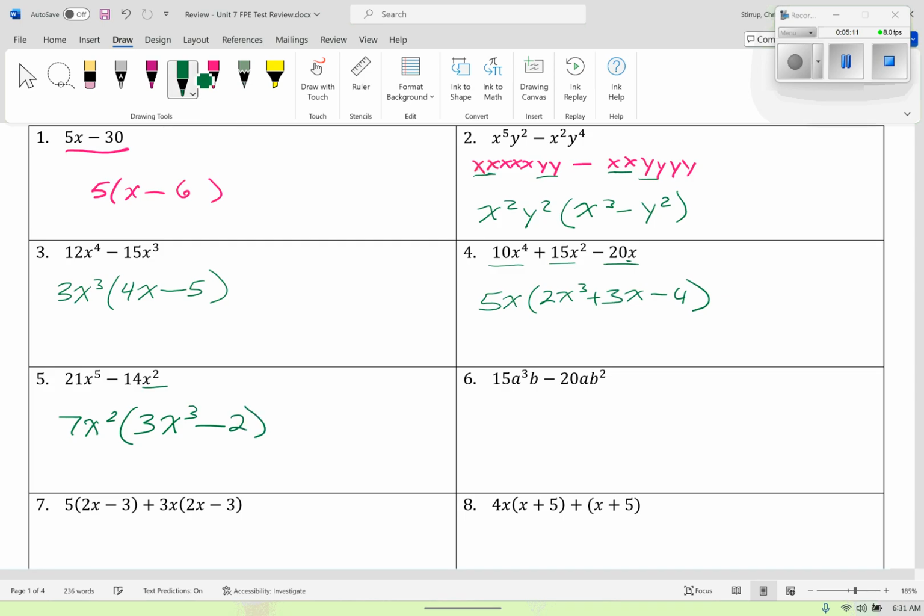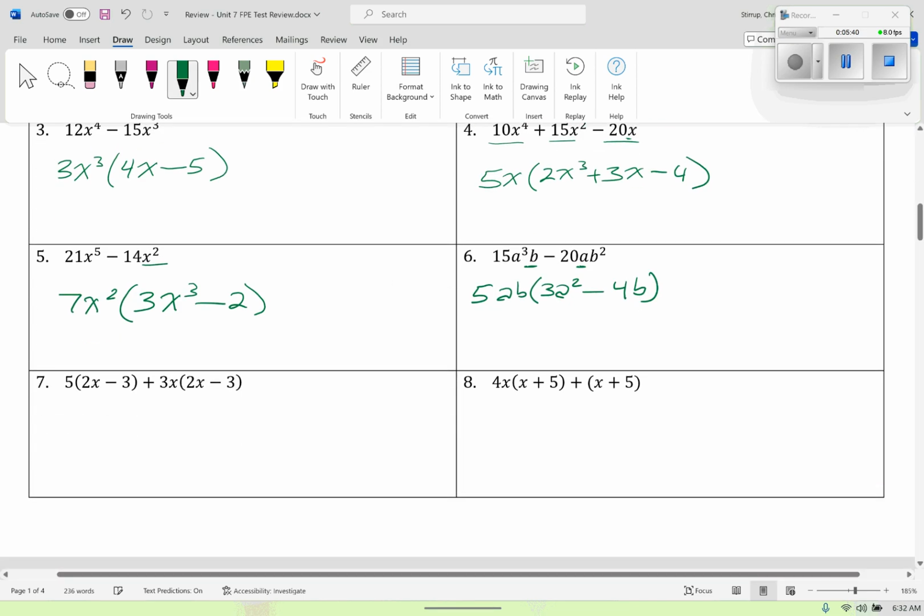Number 6, it looks like I can factor a 5 out of everything, and I can factor a single a out, and I can factor a single b out. If I factor a 5ab out of 15a to the third b, well, 5 times 3 is 15, and then I'm left with a squared minus, if I factor a 5 out of negative 20, 4 is left, and I can factor the a comes out, and there's another b that's left.